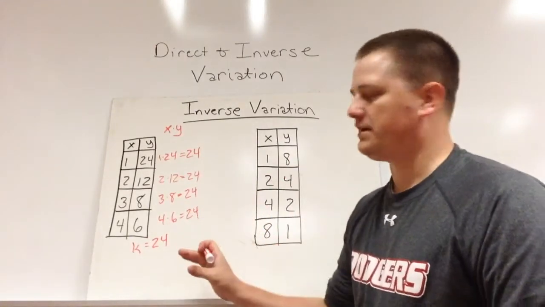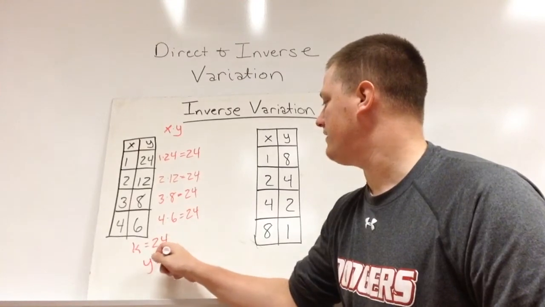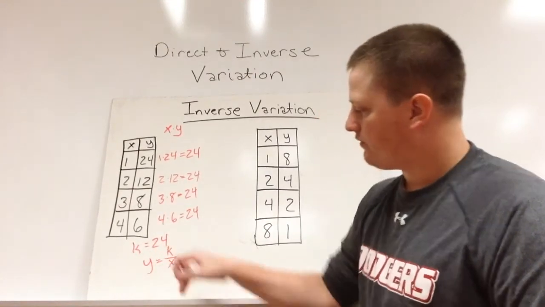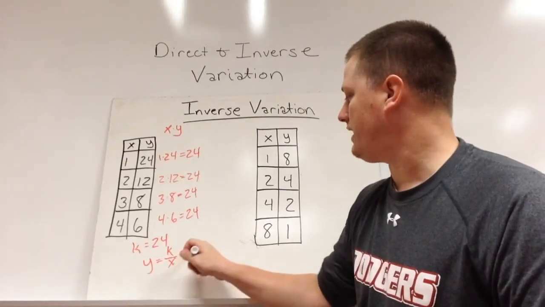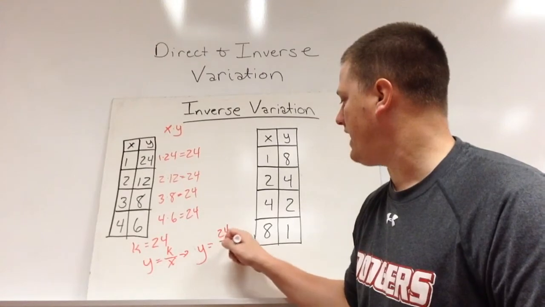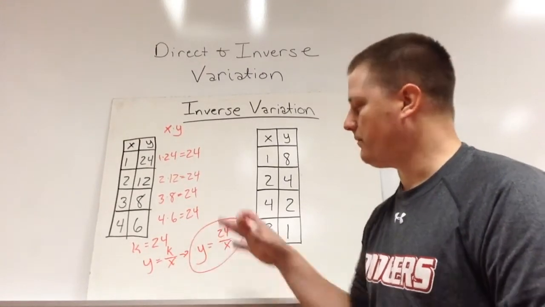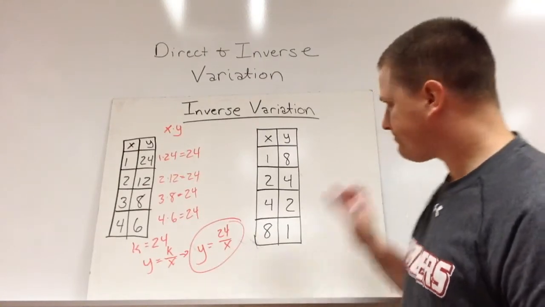In an inverse variation equation, we have y equals k divided by x. So our k is going to be 24, and we get y equals 24 over x. This would allow us to find y's or x's given what we know.